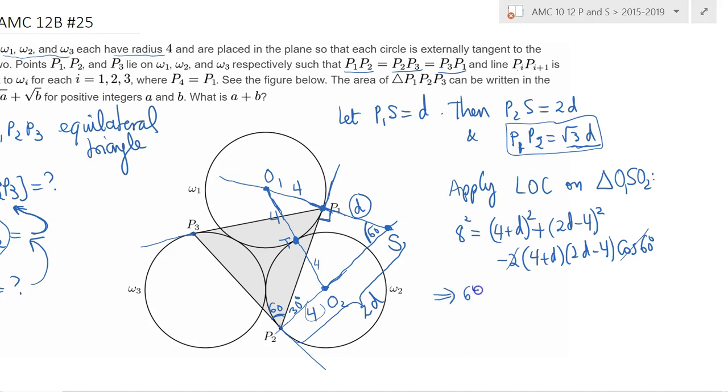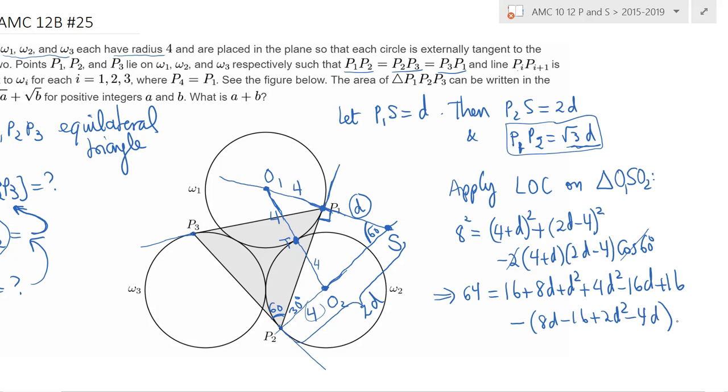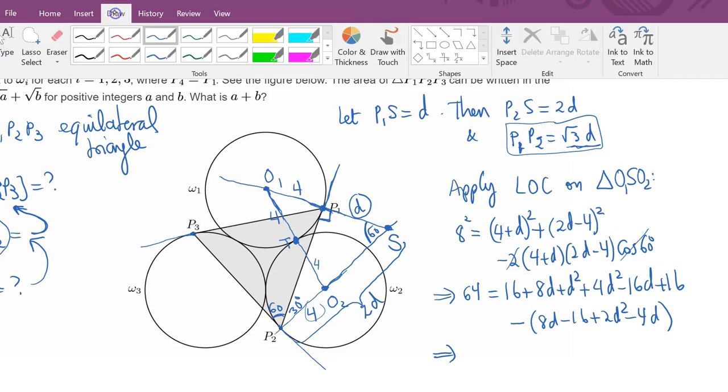So 8 square is 64 equals, let's just expand everything out, 8d plus d square plus 4d square minus 16d plus 16, and finally we have minus, we have 8d minus 16 plus 2d square minus 4d. Alright, so let's hope that we will get a simple expression here.